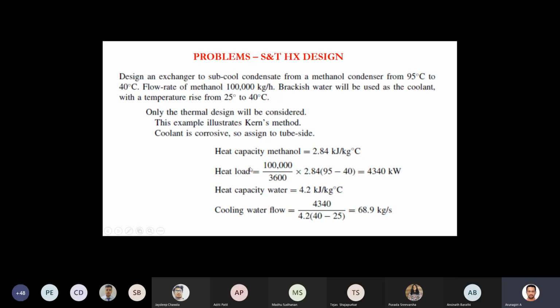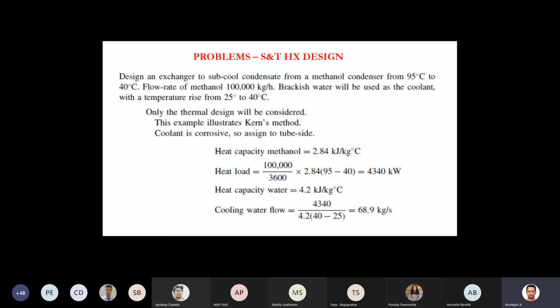So the heat gained by the brackish water is equal to the heat loss by the methanol condensate. So this is Q by Cp delta T: 4340 divided by 4.2 times (40 minus 25), you will get 68.9 kgs per second. This is the flow rate of your cooling water.